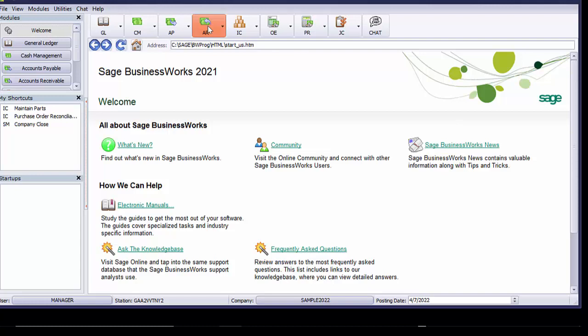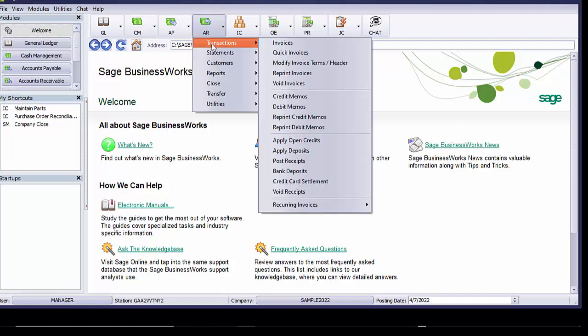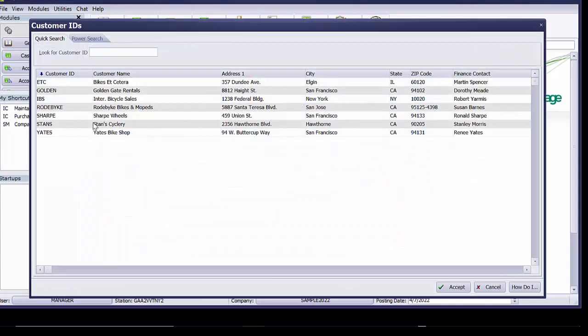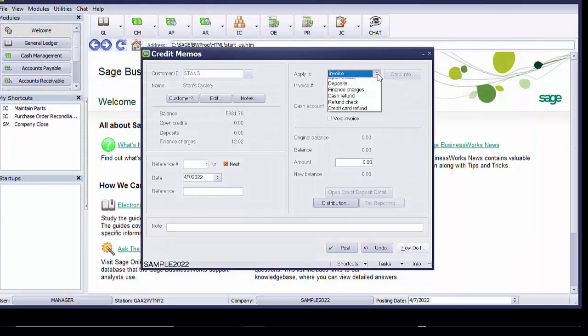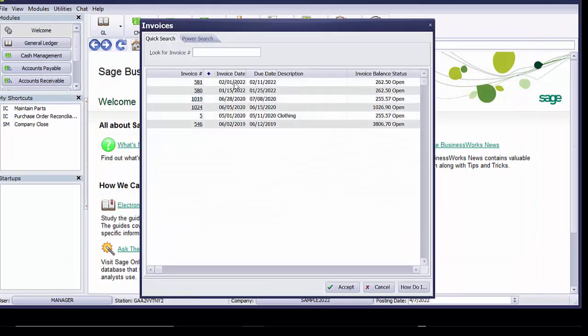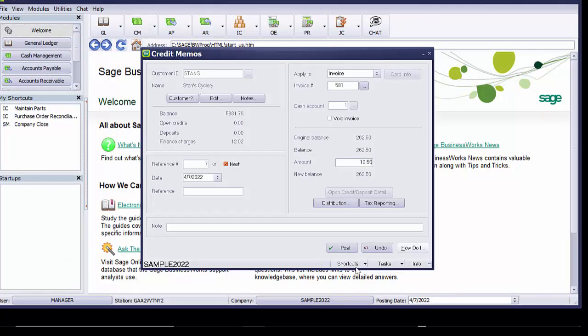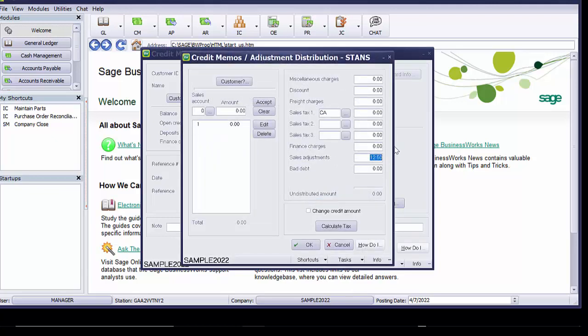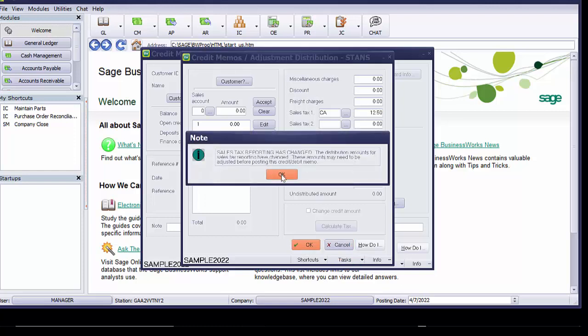To post the credit memo, we go to Accounts Receivable, Transactions, Credit Memos. We need to pull up our customer Stands, find our invoice, the 581, and enter the $12.50 of sales tax. Now we select the distribution, we zero out the adjustments, and enter it into the sales tax jurisdictions desired. We say OK, and of course get the message that our sales tax reporting has changed.